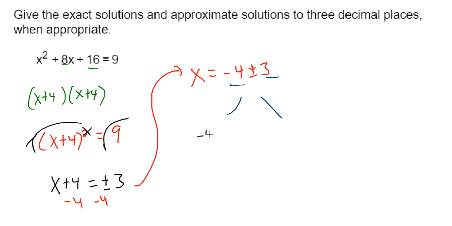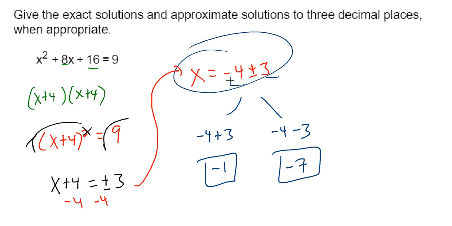So we will look at the plus case, negative 4 plus 3, and we'll look at the minus case, negative 4 minus 3. Negative 4 plus 3 gives me negative 1. That's a much better answer than leaving it like this. And then negative 4 minus 3 will be negative 7.